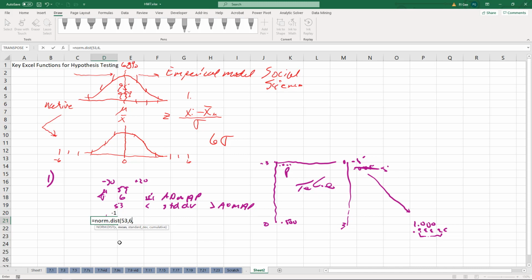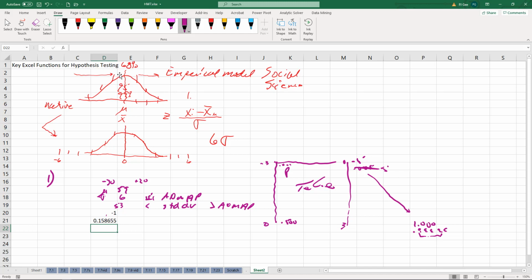Well, I've missed the mean. It's 59 is the mean, and 6 is the standard deviation, and then we do true, so we get a cumulative form of the formula here, and we get 0.158. Well, that's almost 16. All right, that goes back to my original discussion here.